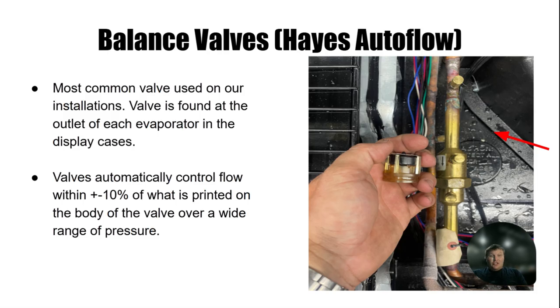You can manually check the flow through these valves by taking the pressure differential across the valve and referencing manufacturer's charts. Inside there's a replaceable cartridge, and depending on what flow you need, you can replace that cartridge with one with a different flow rating.